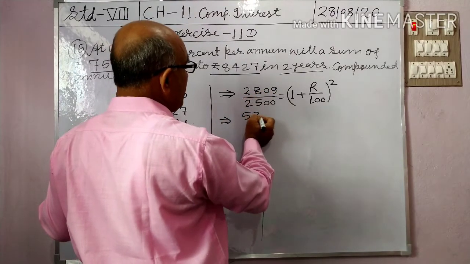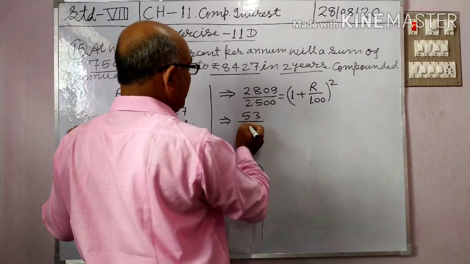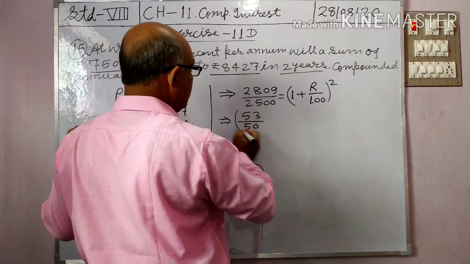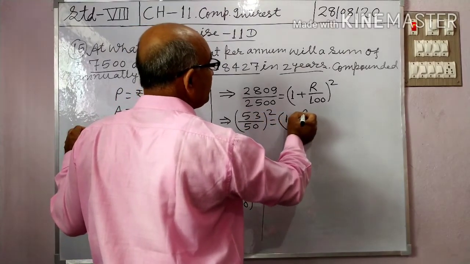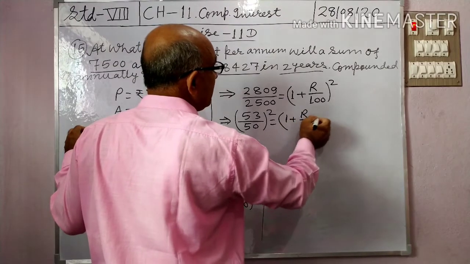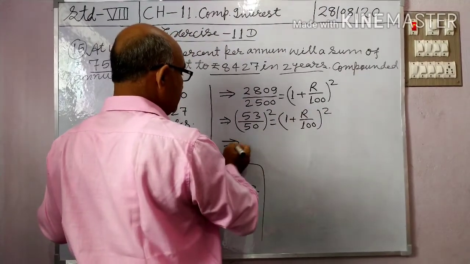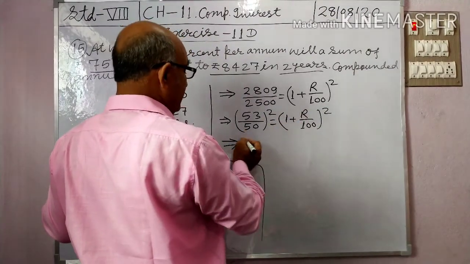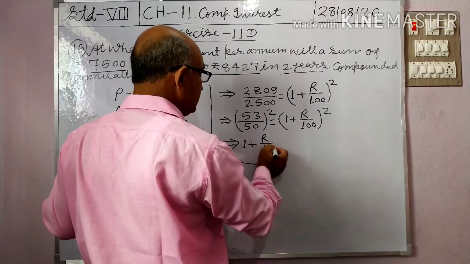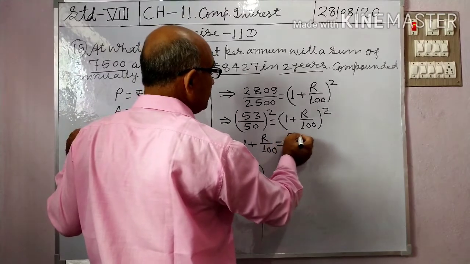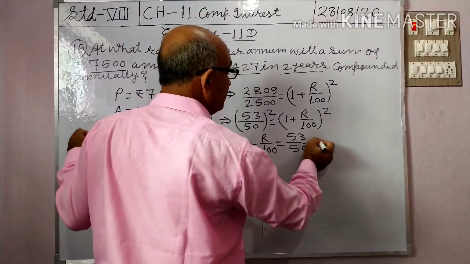2,809 is the square of 53, and 2,500 is the square of 50. So (53 by 50) squared equal to (1 plus R by 100) squared. The squares cancel. So comparing both sides, 1 plus R by 100 equal to 53 by 50.